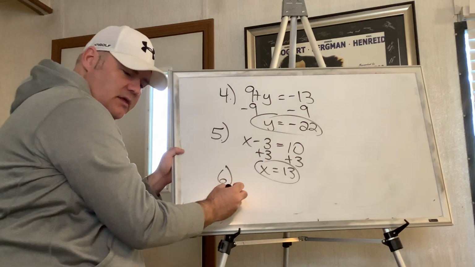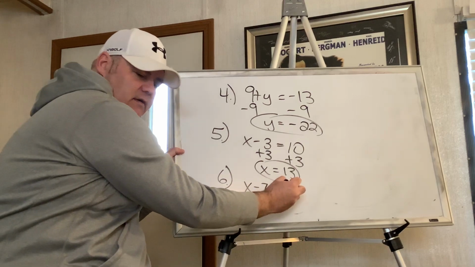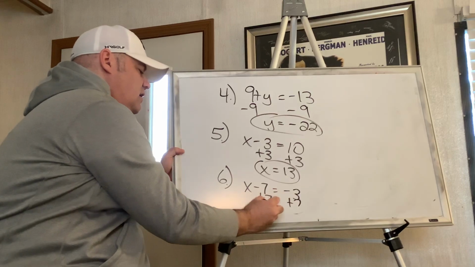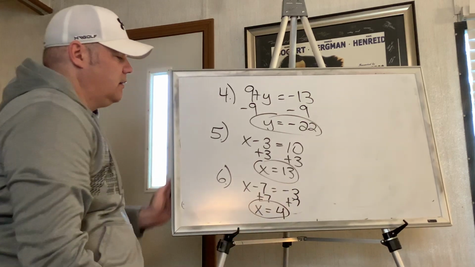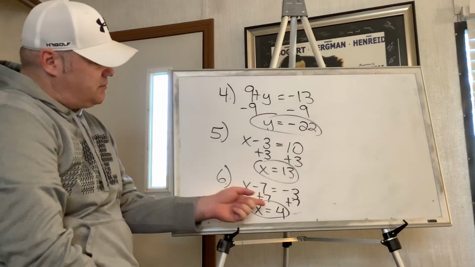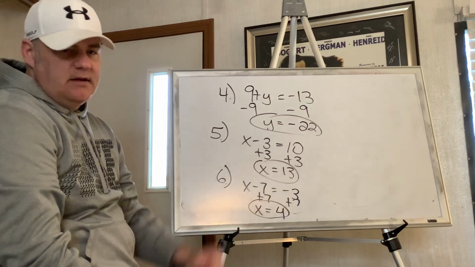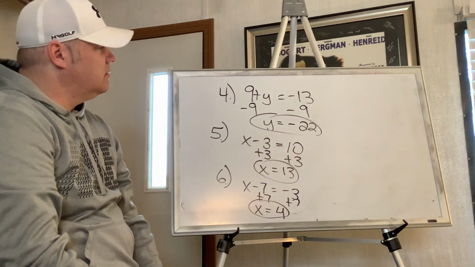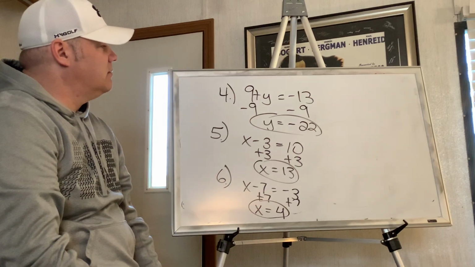Okay, same thing with this one. x minus 7 equals negative 3. So add 7, and now this is negative 3 plus 7, which is 4. Okay, and you can always plug them back in and check: 4 minus 7 is negative 3, or 13 minus 3 is 10. You can plug them back in and make sure that you're doing them correctly.